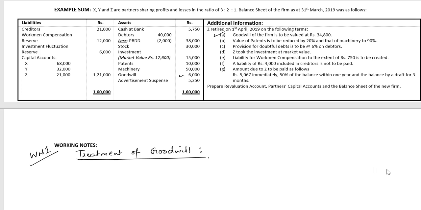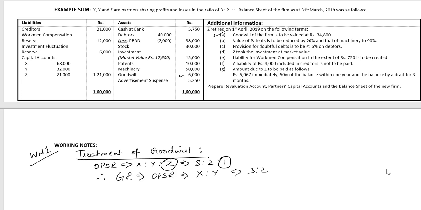We have OPSR between X, Y and Z. It's given as 3:2:1. There is no mention about the new profit sharing ratio or the gaining ratio. Z is the partner who's retiring. So we know that the gaining ratio should be equal to the old profit sharing ratio between X and Y, which is equal to 3:2.